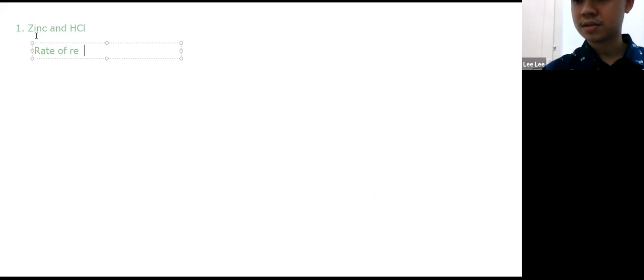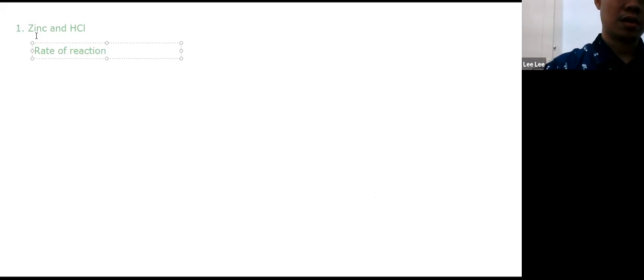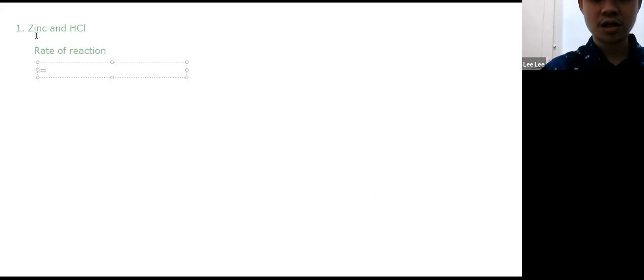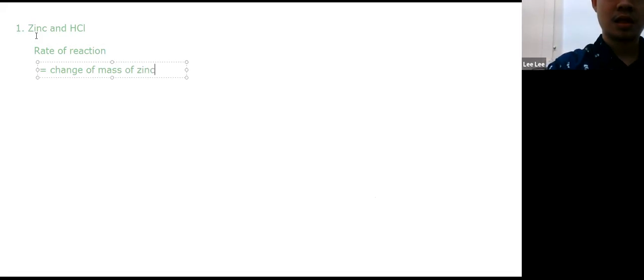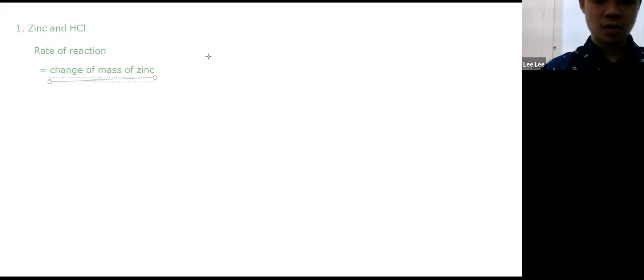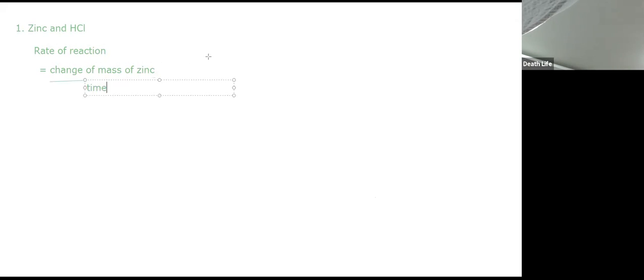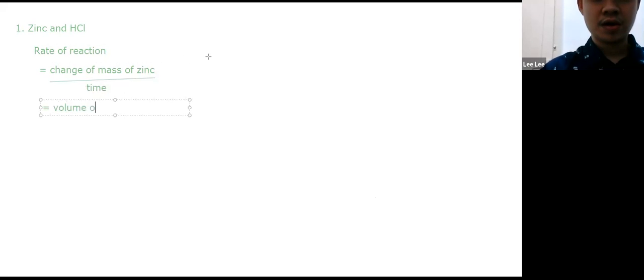So to measure the rate, I can collect two things, right? The first one, I can observe the change of mass of zinc divided by time. Or I can take the volume of hydrogen gas produced and divide it by time.